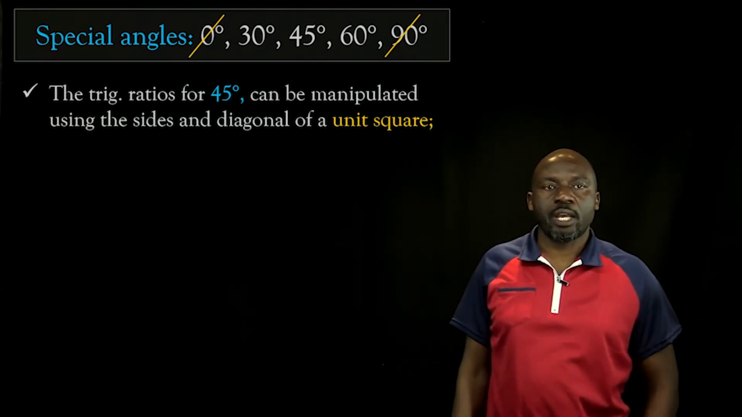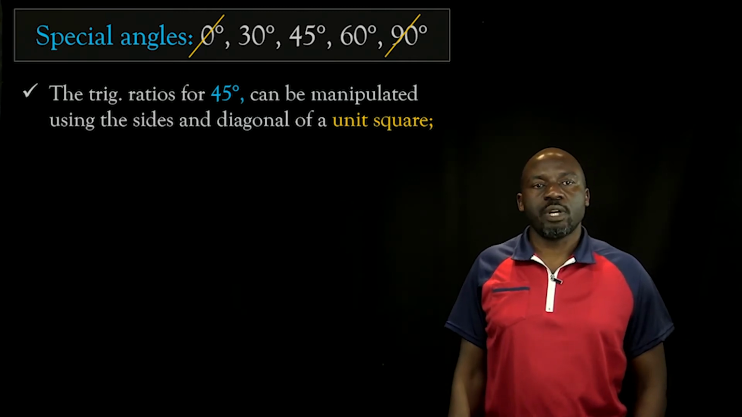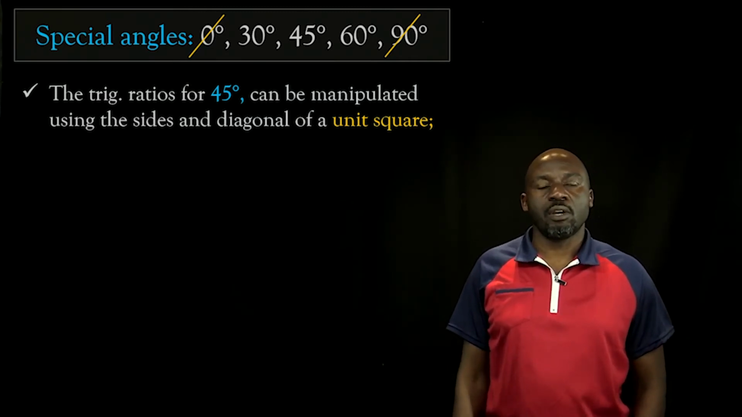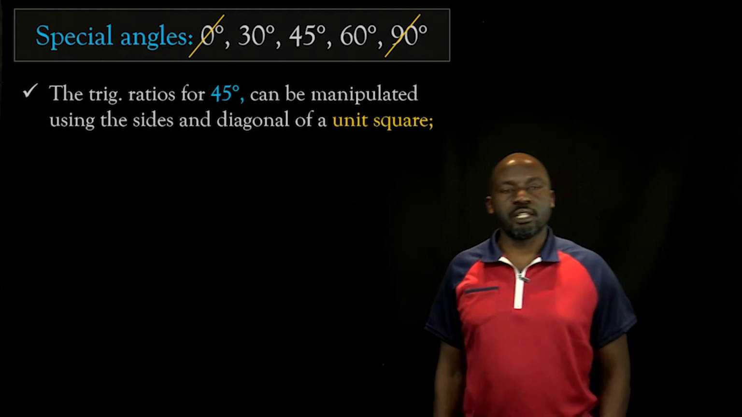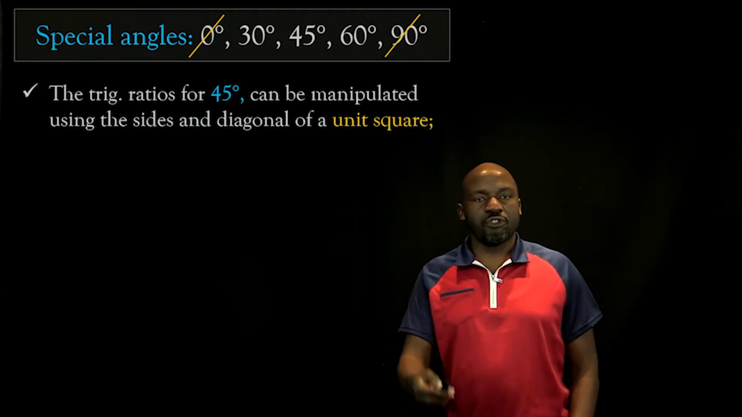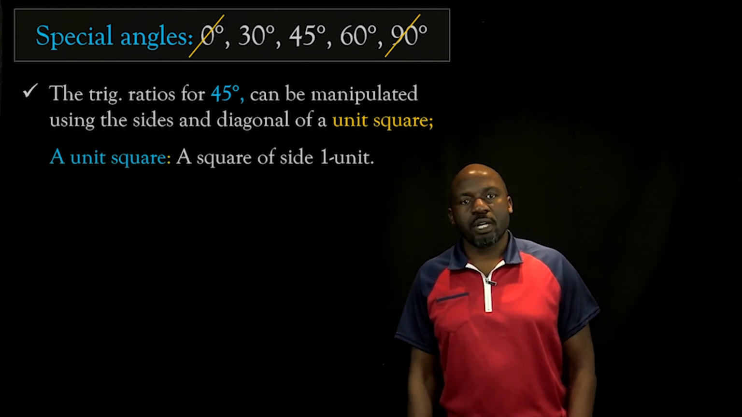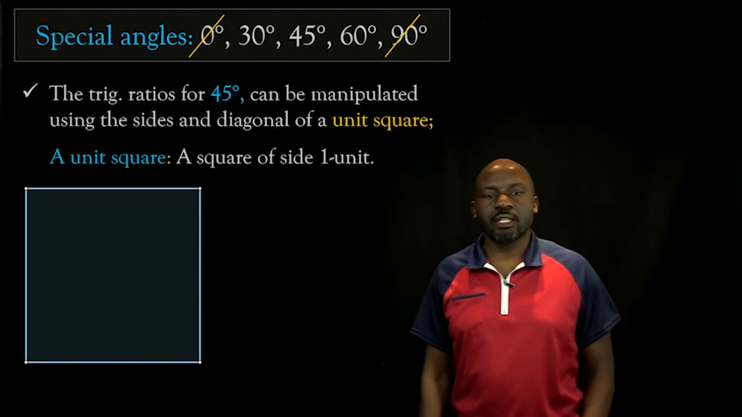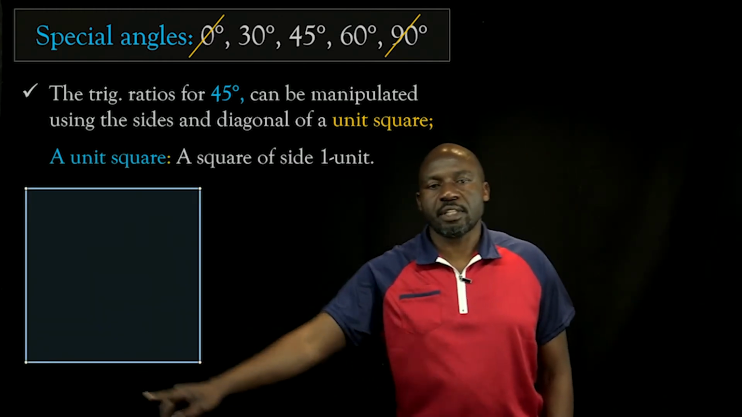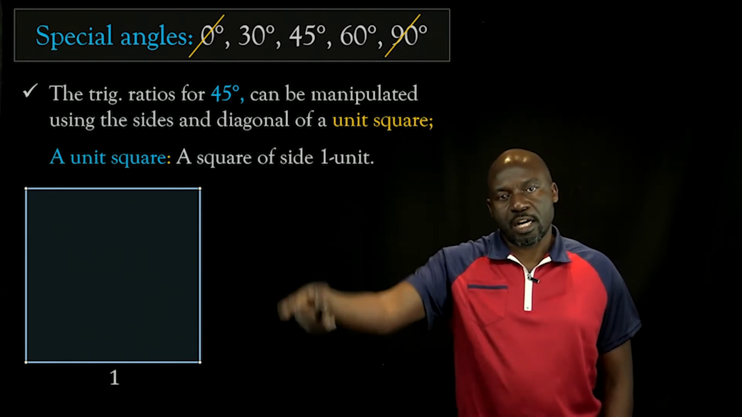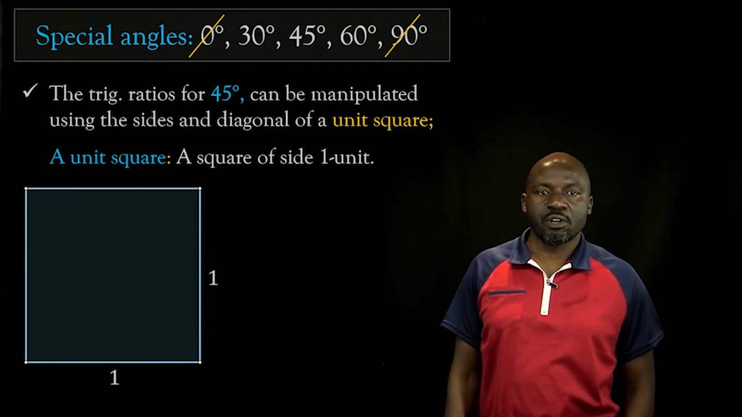What is a unit square? Simply a square with a side of 1 unit. 1 millimeter, 1 centimeter, 1 meter, doesn't really matter, just a unit of 1. Here is an example of what I'm talking about. So that's a unit square if the length of the side is 1 and the height obviously is 1 because we are talking of a square.